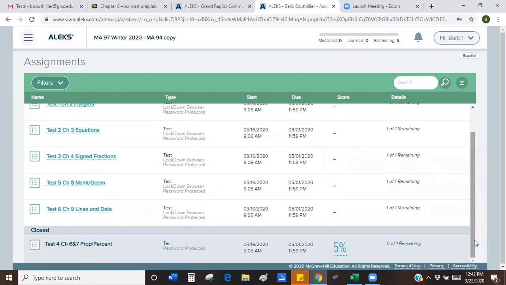If you're in a regular ALEKS class and not just using ALEKS for testing, there'll be a whole lot more in here probably that your teacher's given you. When you go down to the bottom, it shows the ones that you've already taken. Anything blue is a hyperlink. So this over here, I can click on that and it will take me back to that test.